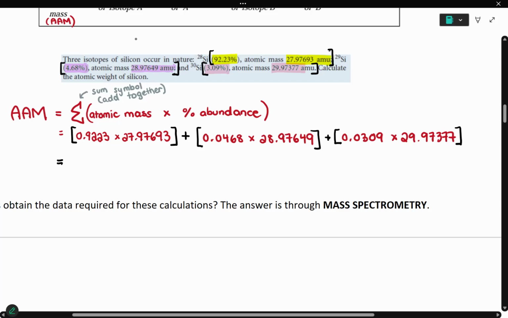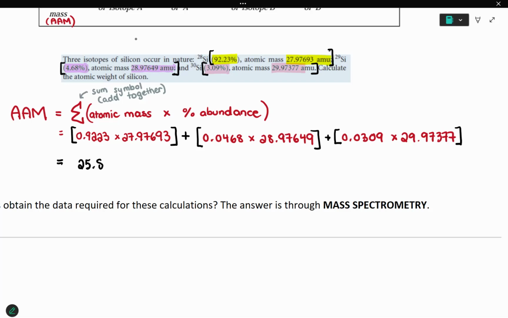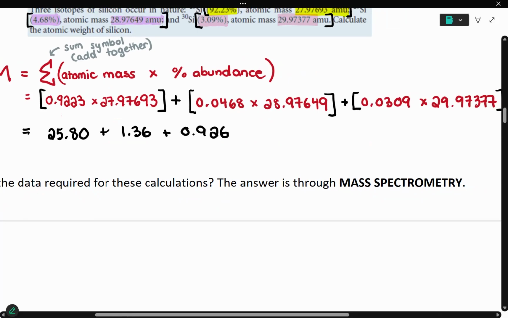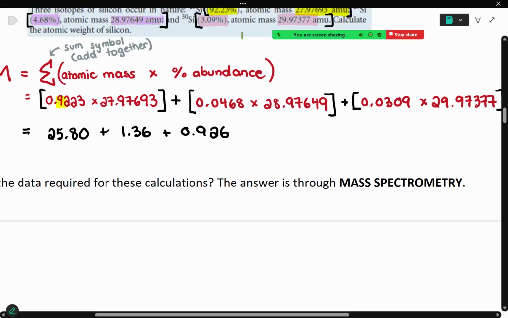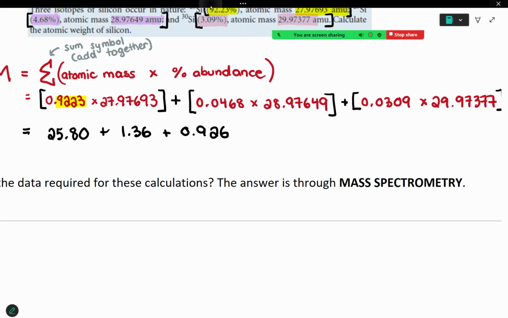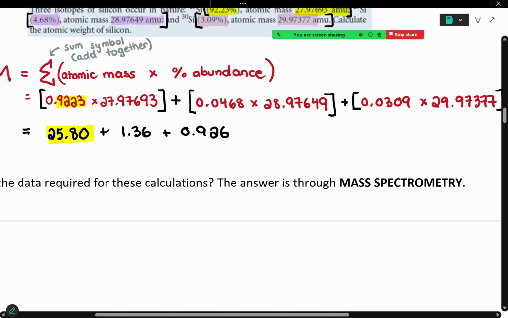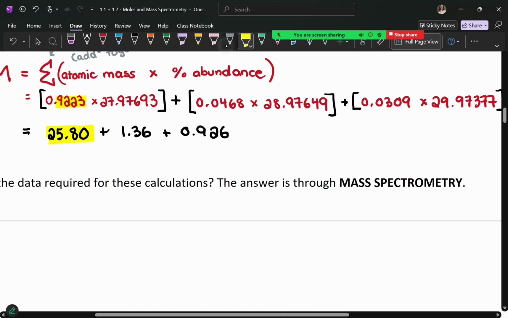So I get 25.80 plus 1.36 plus 0.926. Notice that I am rounding to the nearest number of sig figs when I multiply and divide things. When I multiply these first two numbers together, I have a value here with 4 sig figs, and so my value there needs to also be rounded to 4 sig figs. It's the lowest one when you're multiplying and dividing.